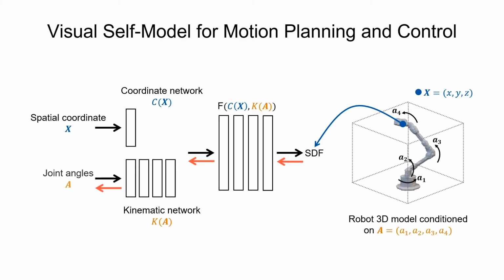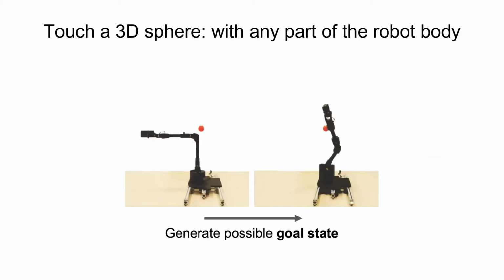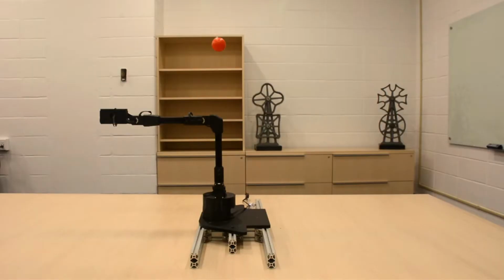Here, we experimented with 3 tasks. In the first task, the visual self-model needs to generate the goal state of the robot to touch a sphere with any part of the robot body. Here, we overlay the prediction of our visual self-model with the real-world execution of the robot.